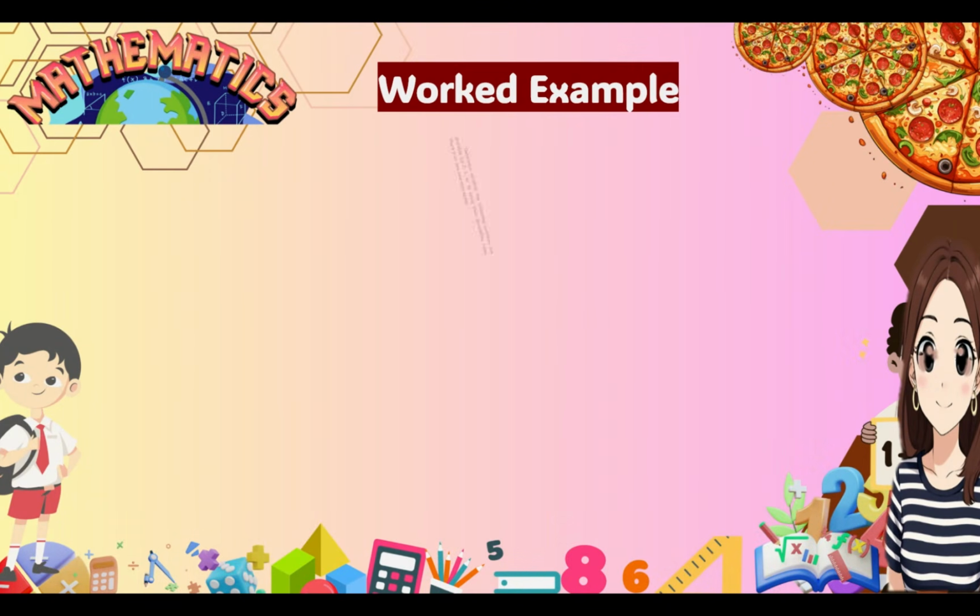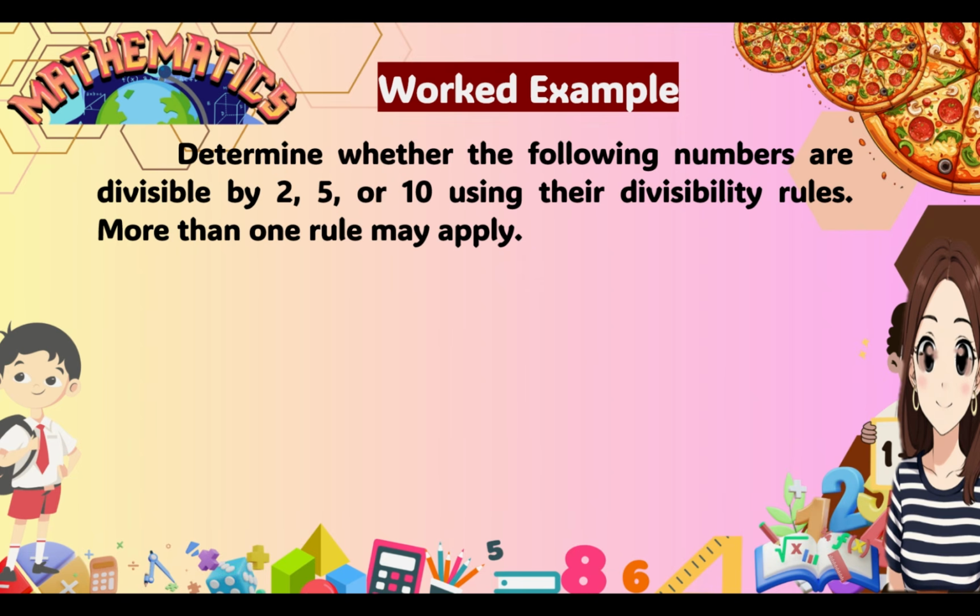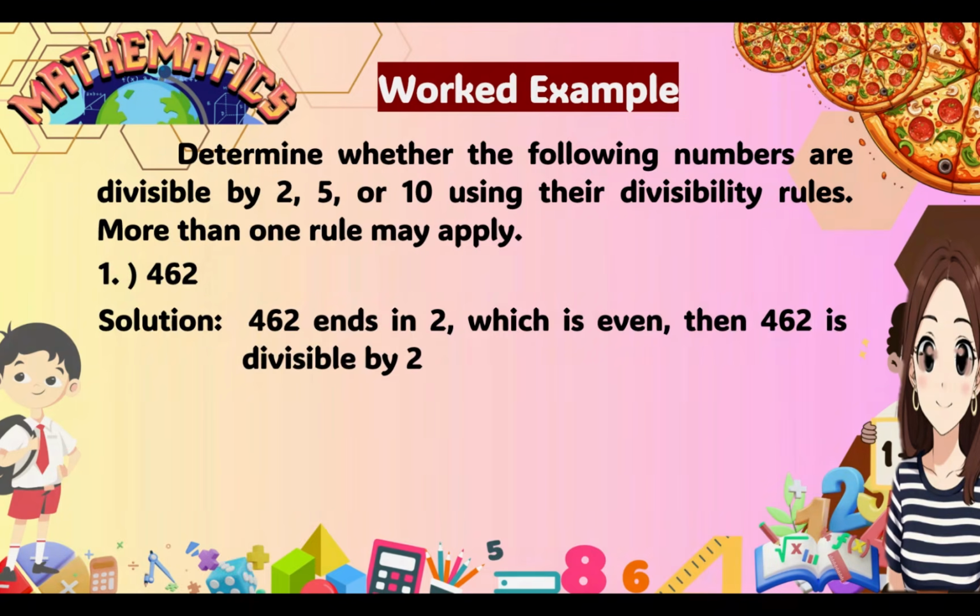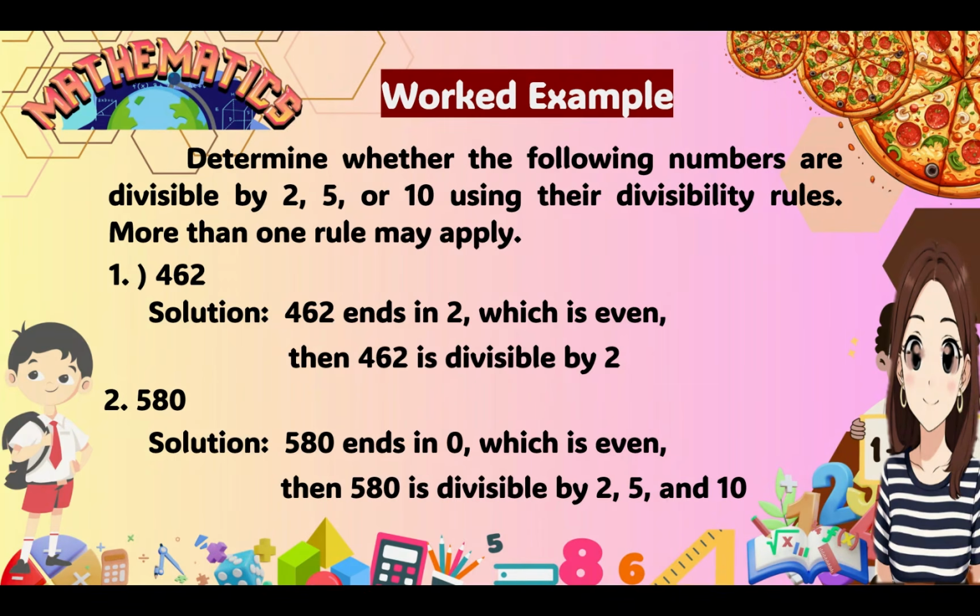Now for our worked example. Determine whether the following numbers are divisible by 2, 5, or 10 using their divisibility rules. More than one rule may apply. Example number 1, 462. Solution: 462 ends in 2, which is even. Then 462 is divisible by 2. 580 ends in 0, which is even. Then 580 is divisible by 2, 5, and 10.